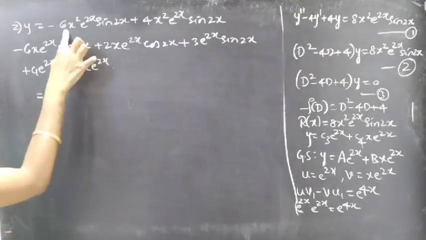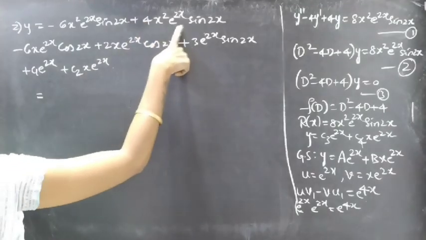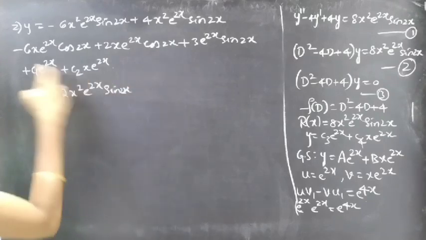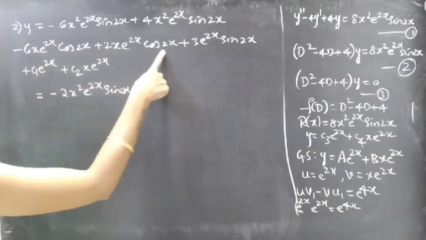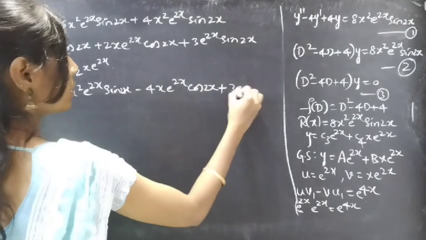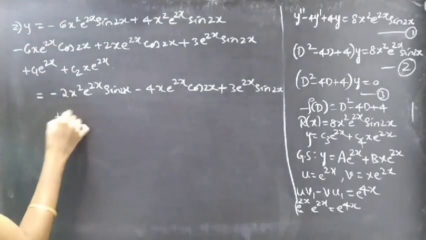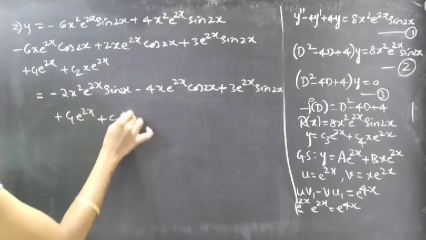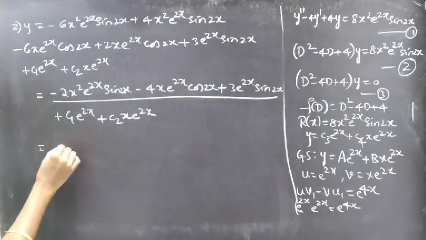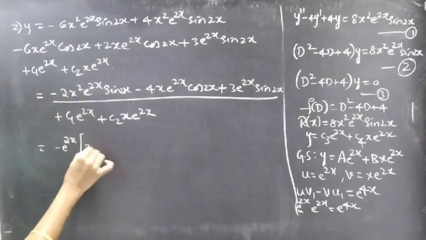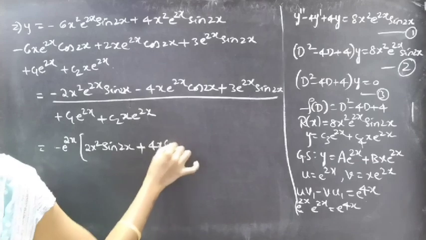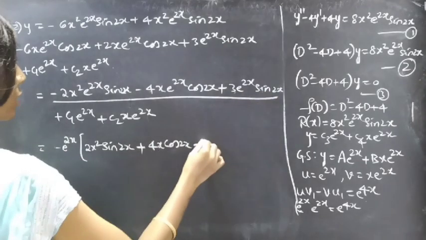This gives us minus 6x squared e power 2x sin 2x plus 4x squared e power 2x sin 2x, which is minus 2x squared e power 2x sin 2x. Minus 6x e power 2x cos 2x plus 2x e power 2x cos 2x is minus 4x e power 2x cos 2x, plus 3 e power 2x sin 2x, right, plus c1 e power 2x plus c2 x e power 2x. Now take minus e power 2x common from the first three terms. We'll get minus e power 2x times 2x squared sin 2x plus 4x cos 2x minus 3 sin 2x.